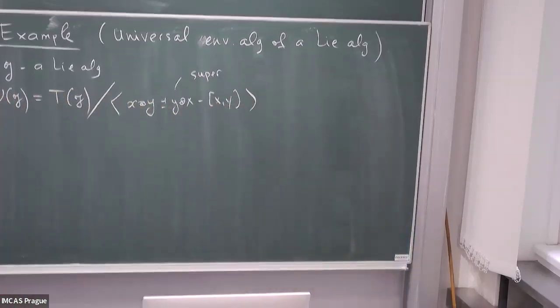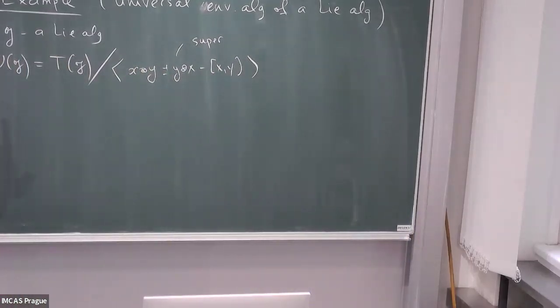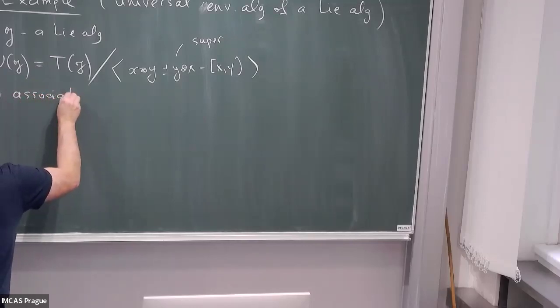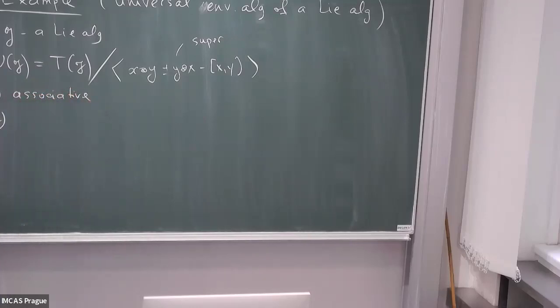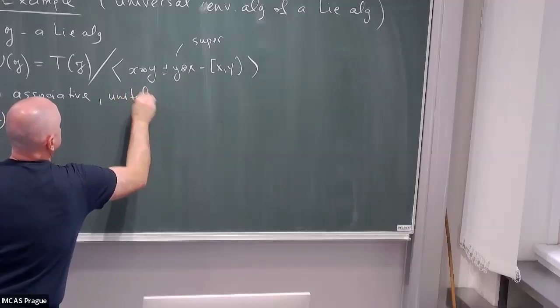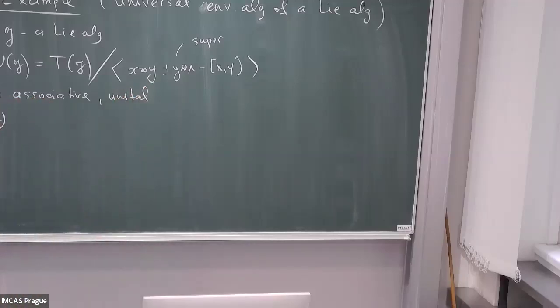What do we know about this algebra? In a certain case, which I will explain in a few minutes, it will have the same size as the symmetric algebra of g. It's called the Poincaré-Birkhoff-Witt theorem. We know that first it's associative. Second, it has a unit, right? So it's associative unital. The unit is just one, and in general it's not commutative, of course.